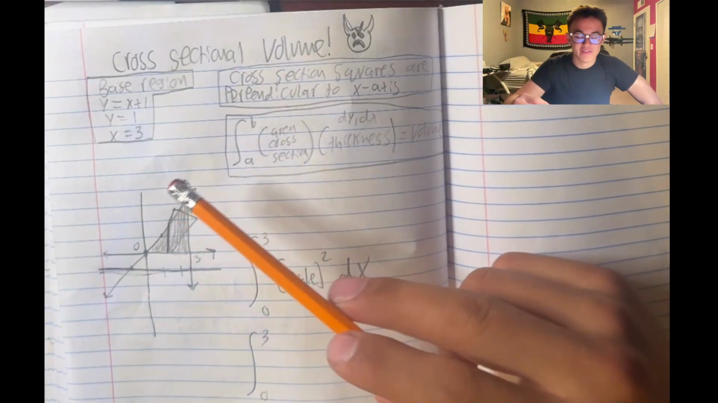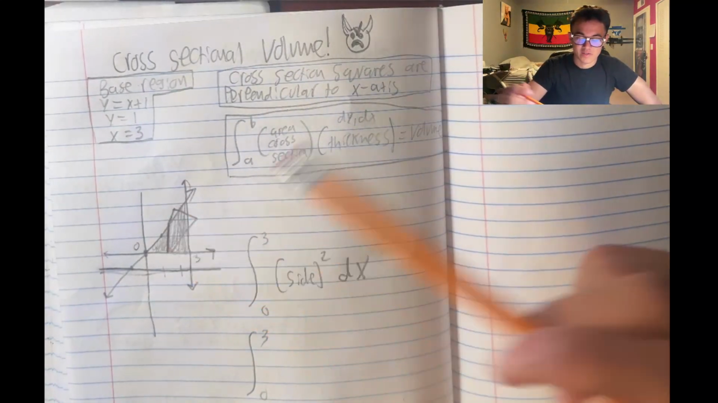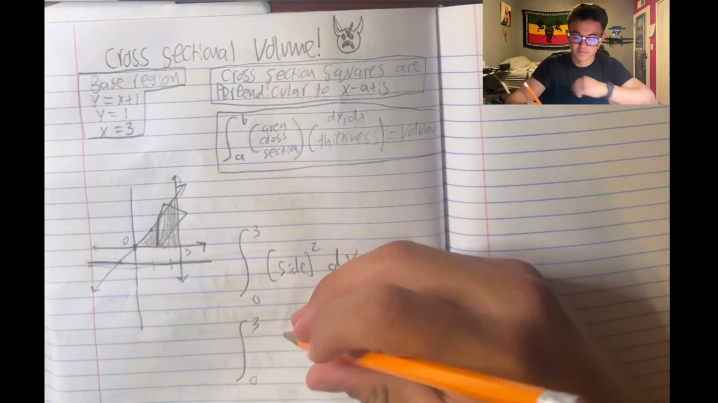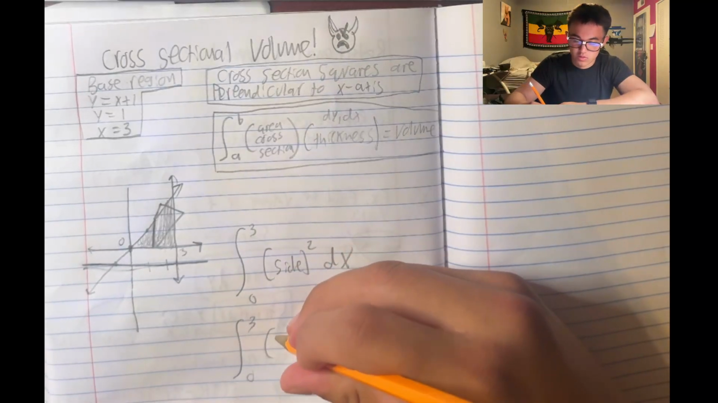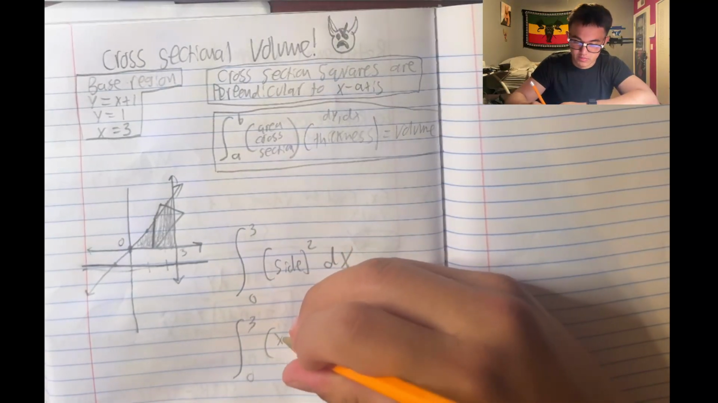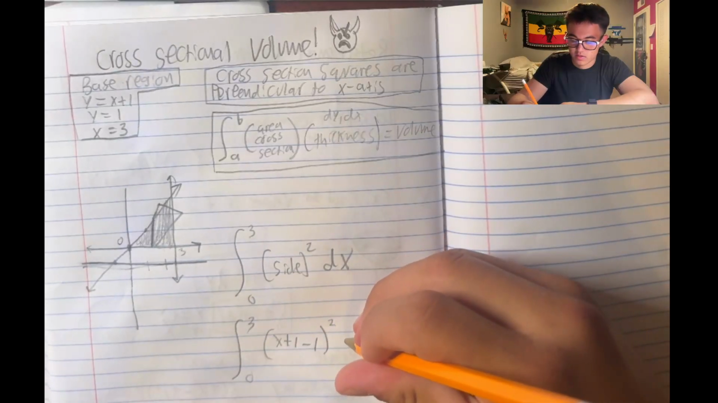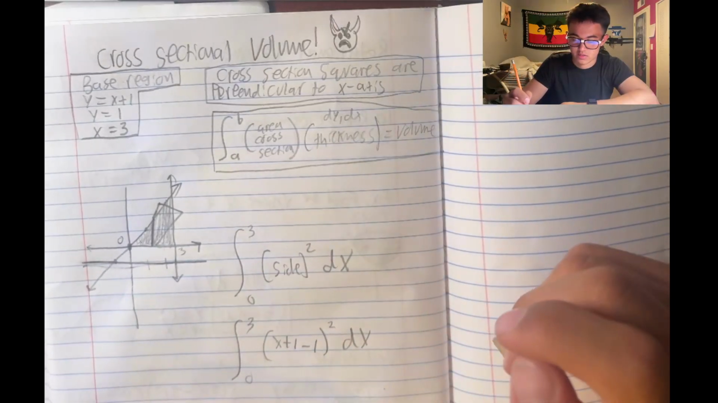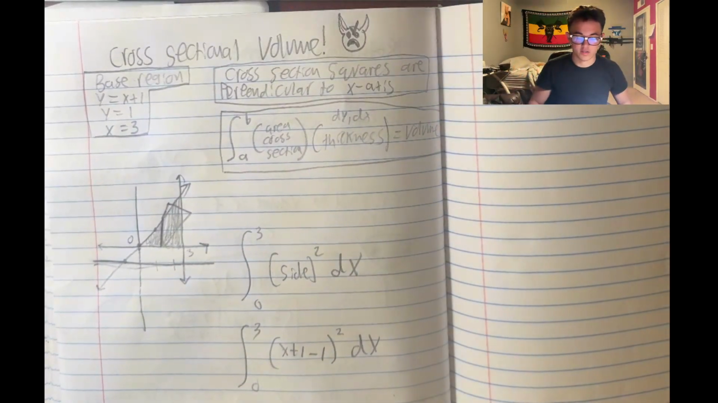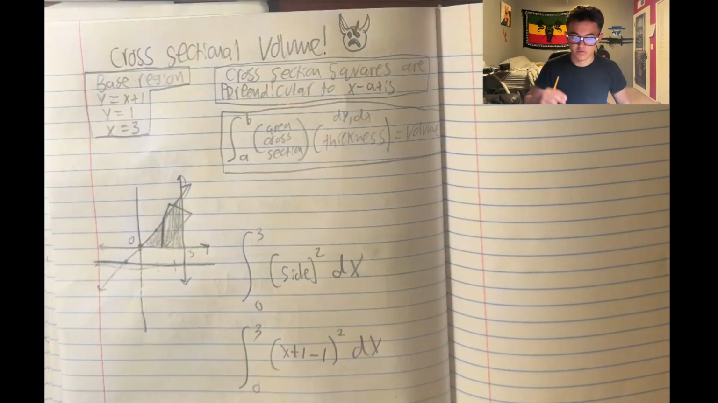So we got y equals x plus 1 up here and y equals 1. So that's going to be x plus 1 minus 1, squared, dx. And then I believe that's all we got to do.